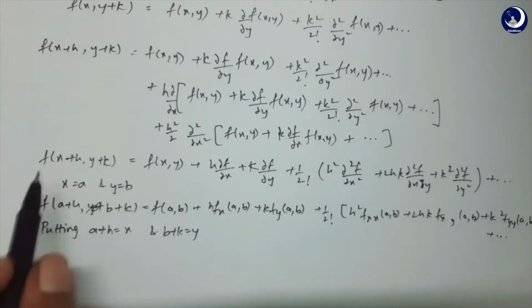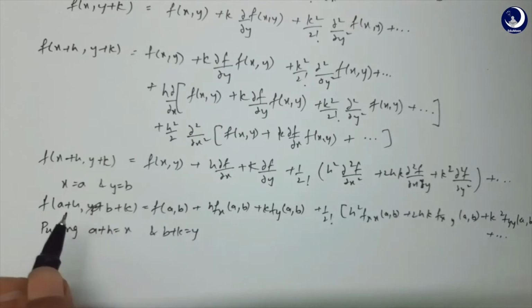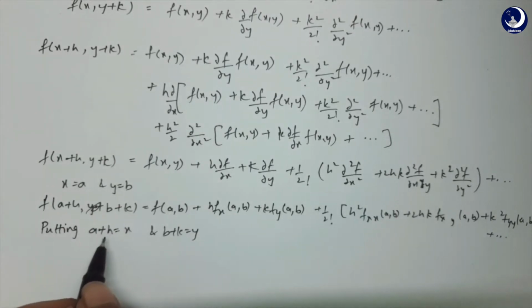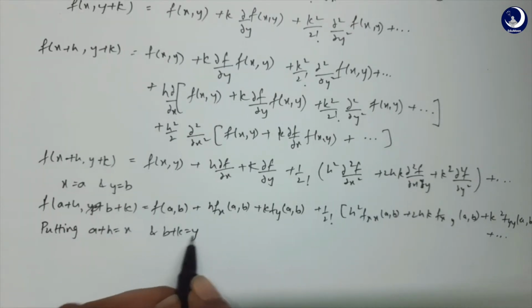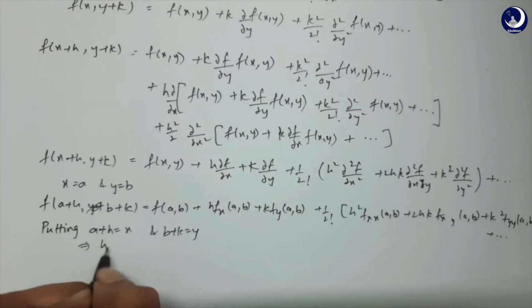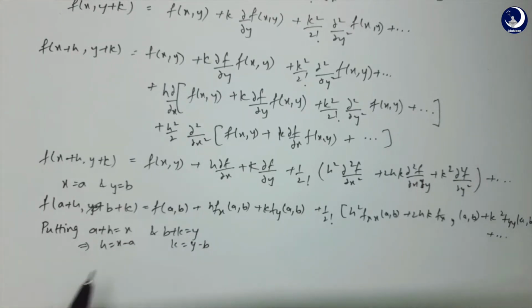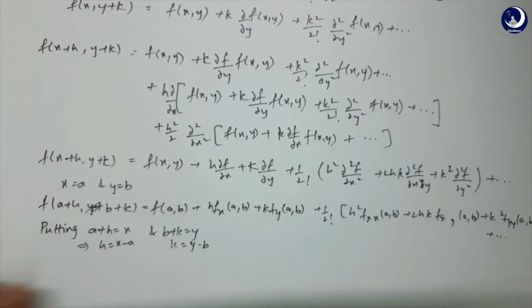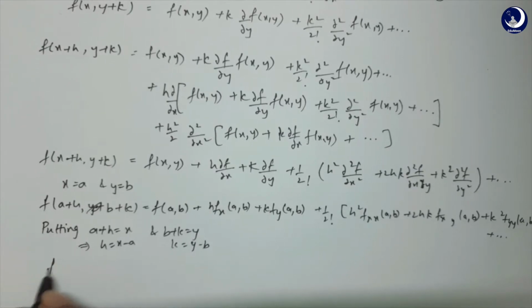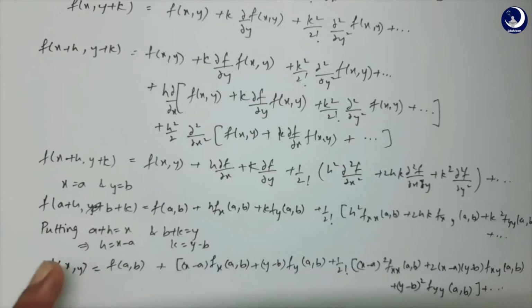Now this x and y and this are completely different. We're just noting these two variables as x and y. So we have a plus h equals to x and b plus k equals to y. That would also mean h equals to x minus a and k equals to y minus b. Substituting these in the above equation, we would get f of x comma y equals to f of a comma b, and h is x minus a. We would get this equation.